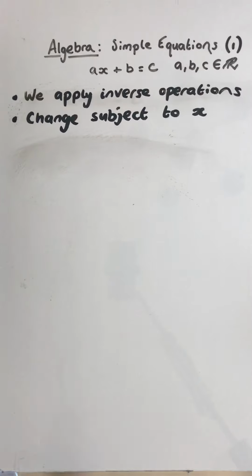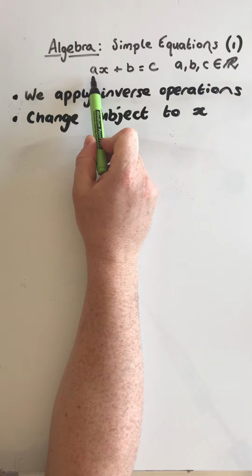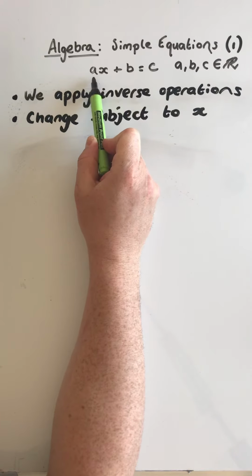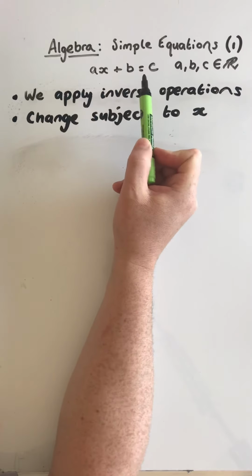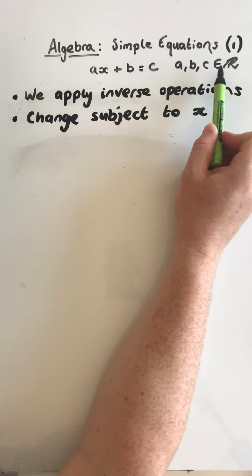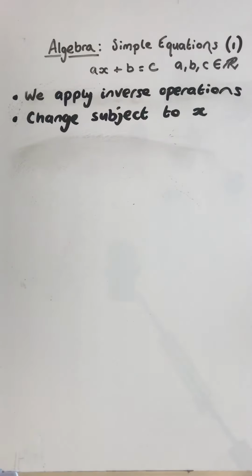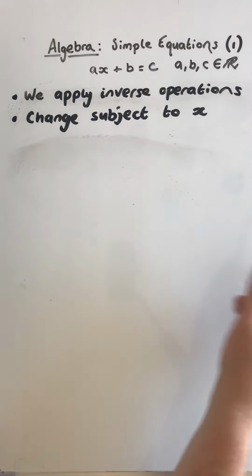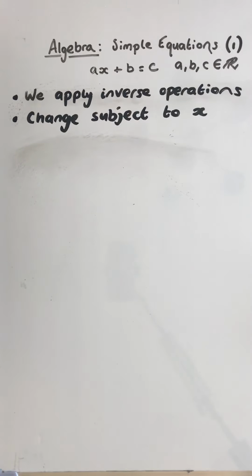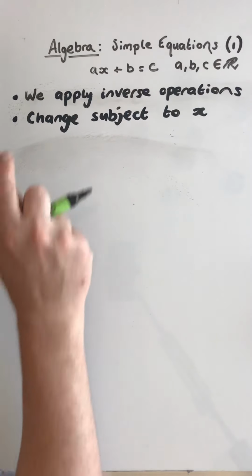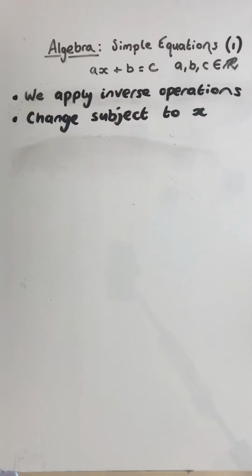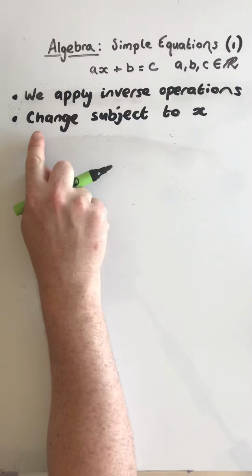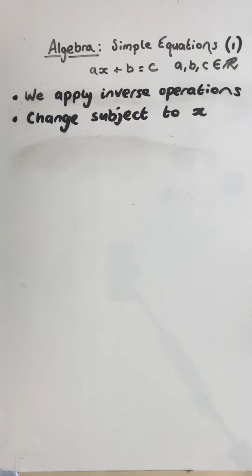In general, the linear equations I'm going to speak to you about will take this form: ax plus b equals c, where a, b and c are members of the real number line. Okay, so they exist on the real number line from negative infinity to positive infinity. To solve equations, we are going to apply inverse operations for an unknown variable. What this means is we're going to change the subject to x.